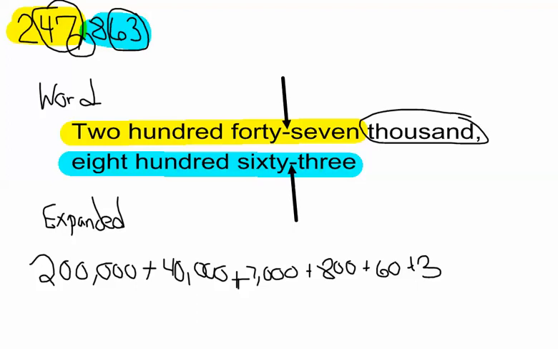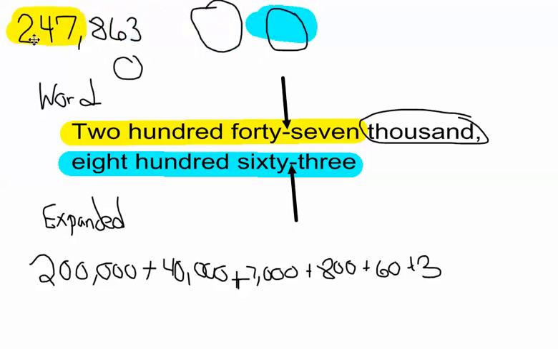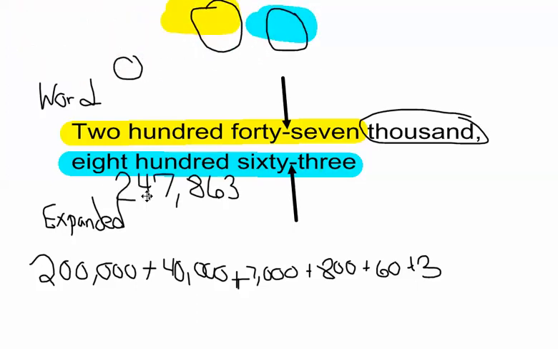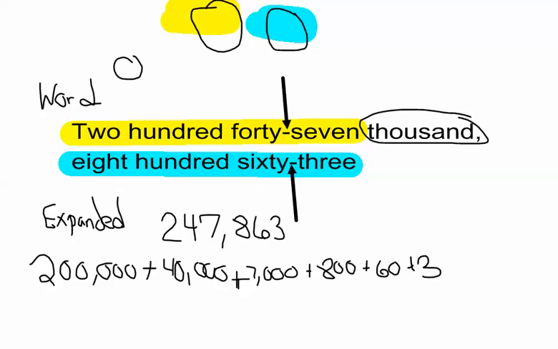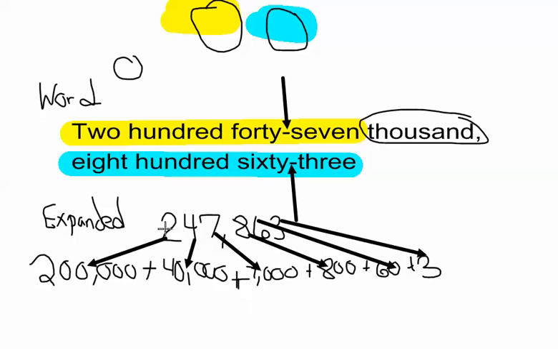You can see that with the entire number that's right there. So let me see if I can move this around. There we go. Okay. So 200,000, 40,000, 7,000, 800, 60, and 3. Each of those digits has its own value, and you just show it using addition all the way across from the beginning to the end. Okay.